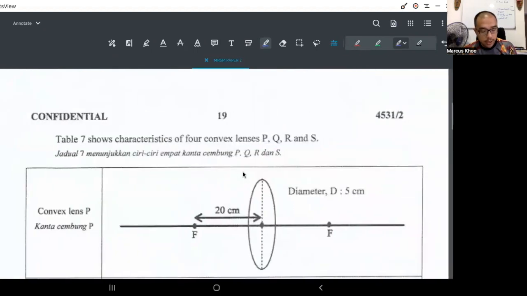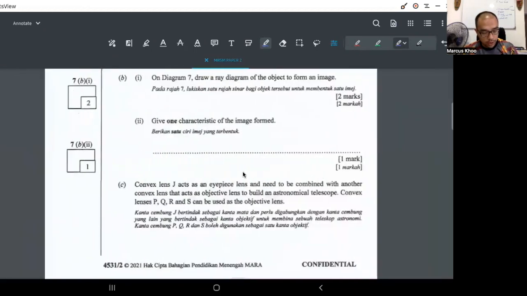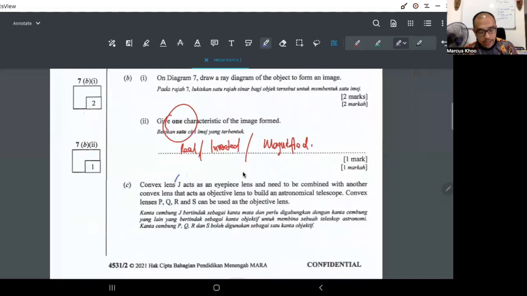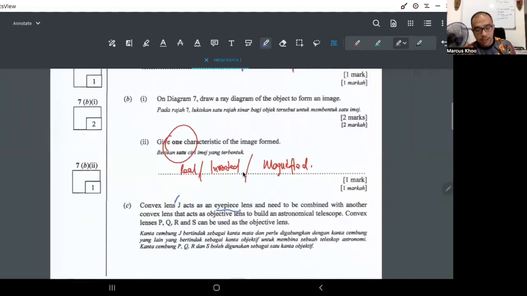Okay, right, Table 7, sorry. Convex lens J acts as an eyepiece lens, and needs to be combined with another convex lens that acts as an objective lens, to build an astronomical telescope. So this is something that should be very fresh. We just discussed the astronomical telescope's objective lens. You can refer to your notes and see how far you remember about them.